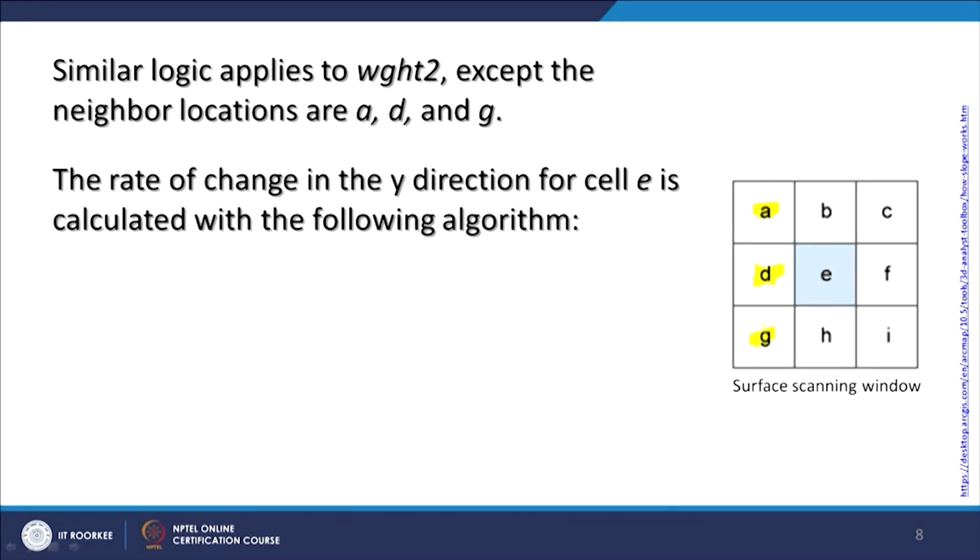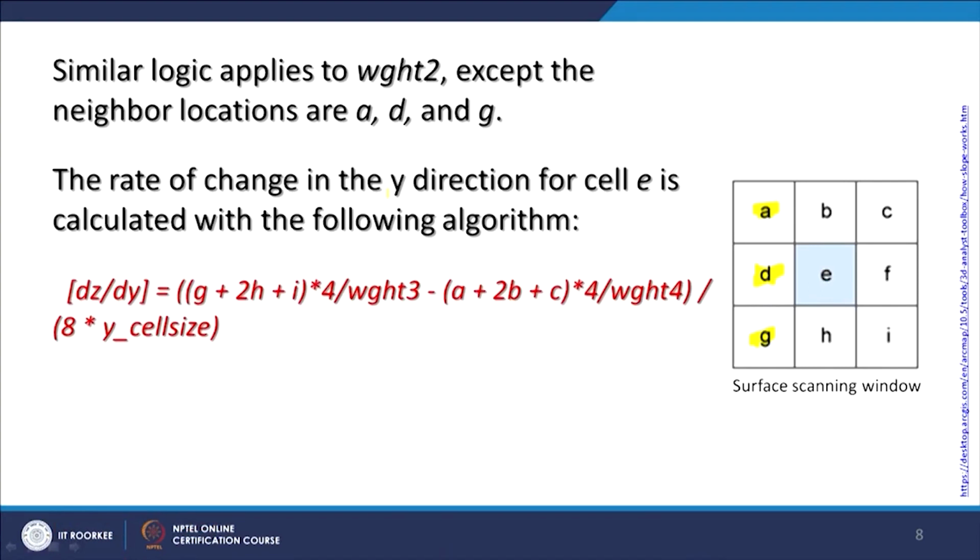So, for each cell the calculation is done. The rate of change in the y direction for the cell E is calculated with the following.